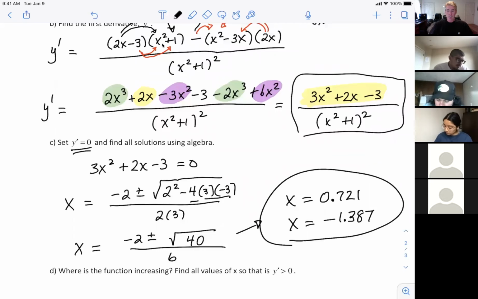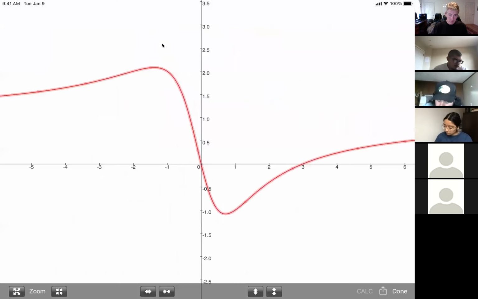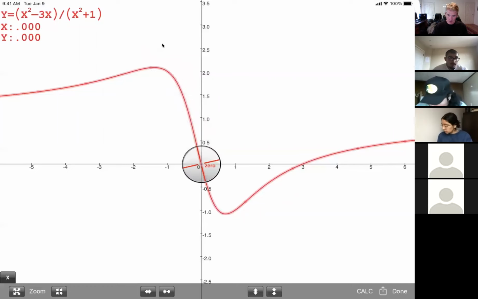So where is the function increasing? Well, as it goes from this maximum point right here, this part is decreasing. That's going down, going down, going down, going down. Otherwise it's going up. So this right side, it's going up. All of that's going up, we're increasing.